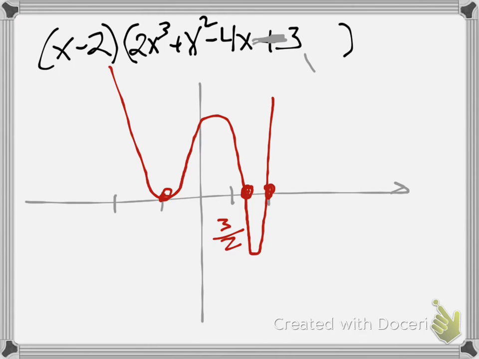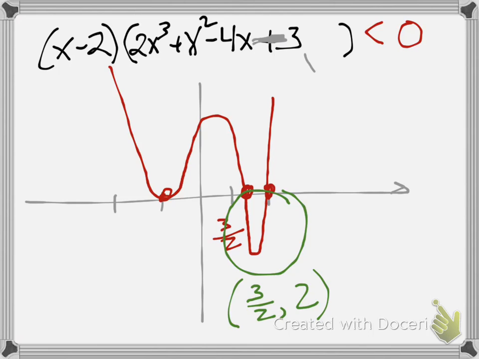So where is this function negative? Because question number 19 says, when is this function less than 0? Well, the only time that this function is less than 0 is when the graph is below the x-axis. The function's below the x-axis from 3/2 to 2. So graphically you could get that one very quickly.